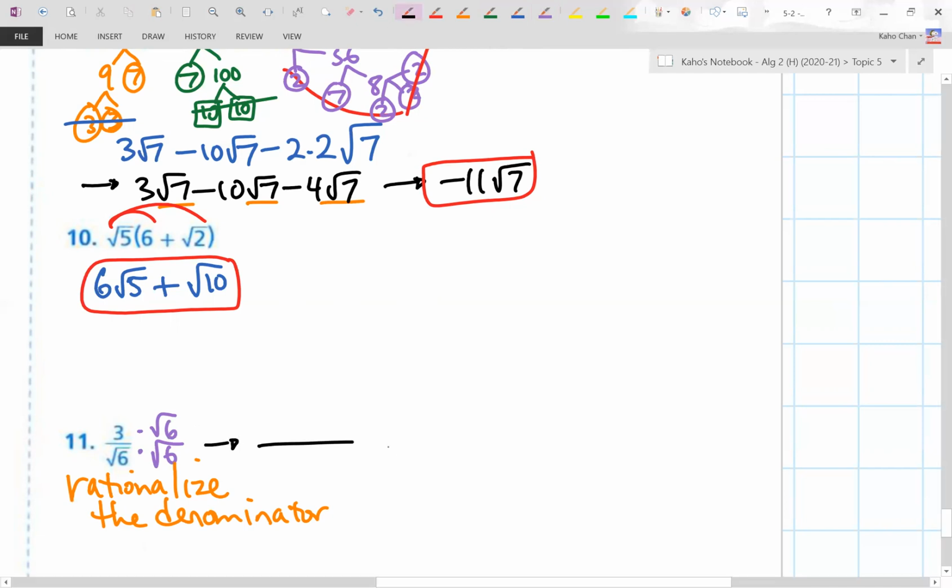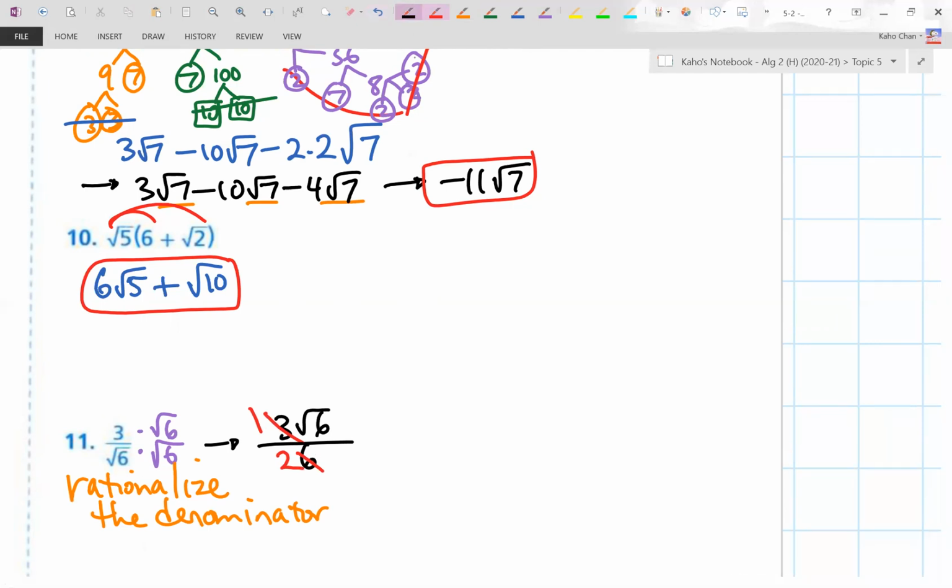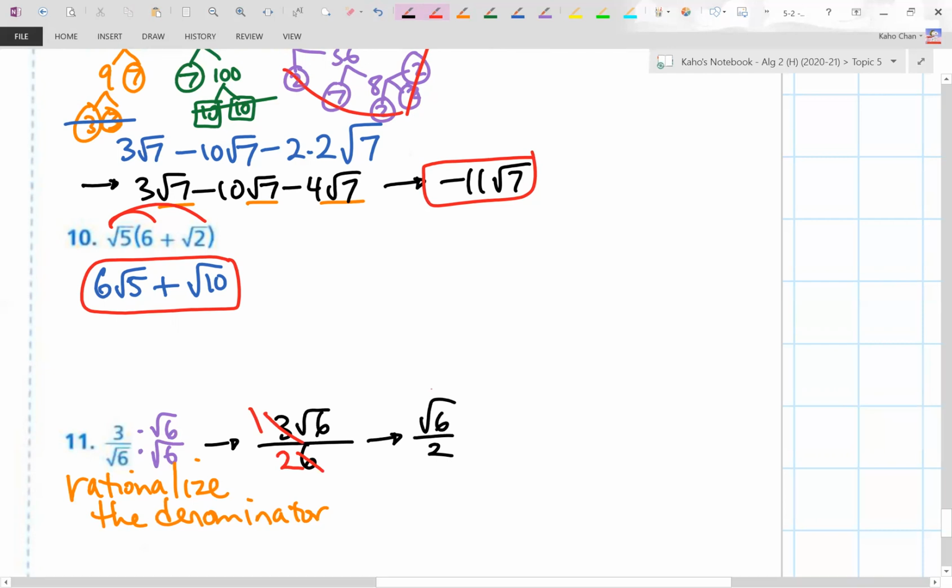Root 6 times root 6 in the denominator is regular 6. On top, we have 3 root 6. And that can be reduced this way. 3 goes into 3 once, 3 goes into 6 twice. And there's my answer right there for number 11. Root 6 over 2. Yay.